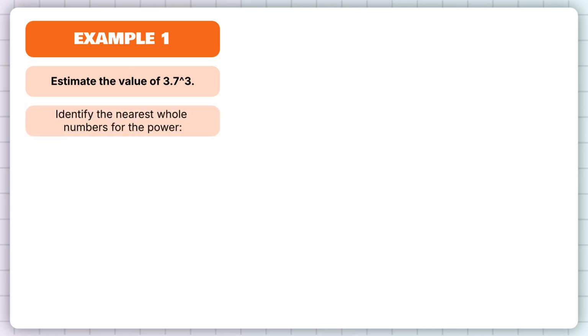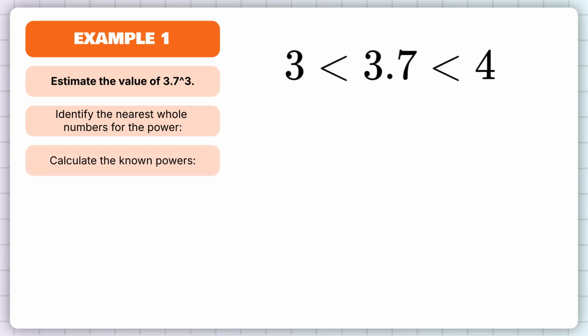Let's dive into some practice questions to understand how to estimate the value of powers and roots of positive numbers. Example 1. Estimating a power. Let's try and estimate the value of 3.7³. Here's our approach. Firstly, identify the nearest whole numbers for the power. We know that 3.7 is between 3 and 4. Then calculate the known powers. 3 cubed equals 27, and 4 cubed is equal to 64.